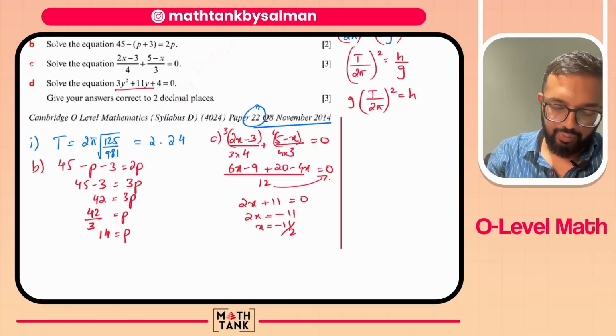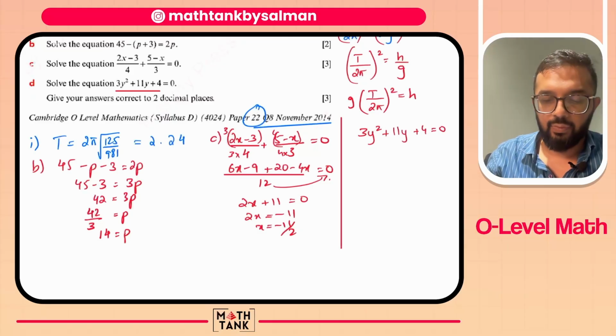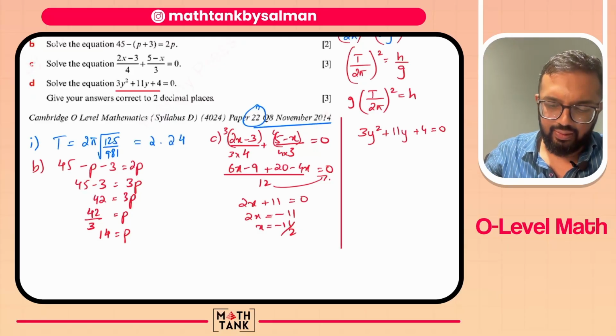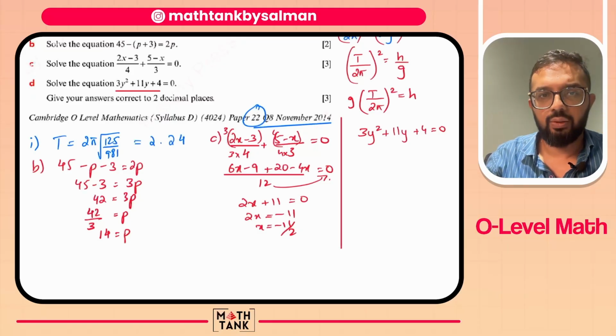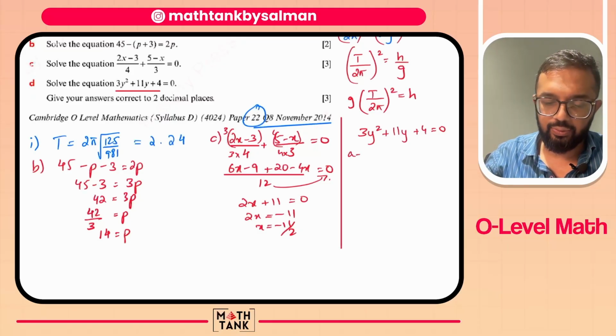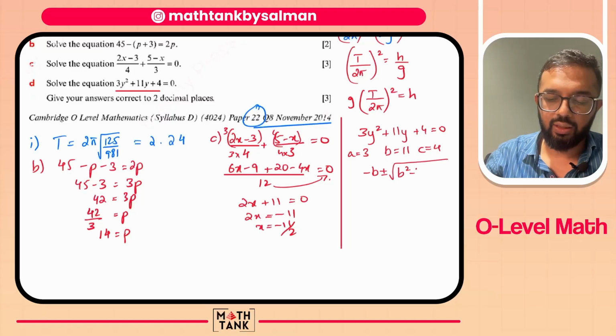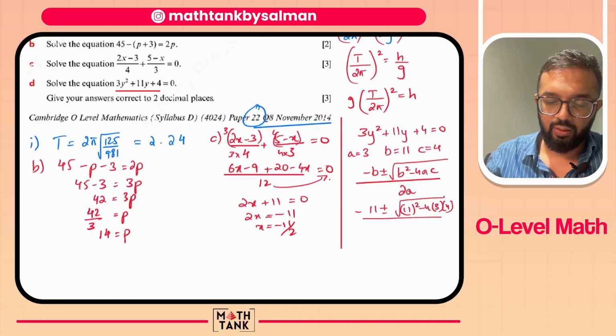Okay, then you have this question. 3y squared plus 11y plus 4 equals 0. Since I want to get the answer to two decimal places, it's best to just use the quadratic formula. The quadratic formula is minus b plus or minus root of b squared minus 4ac, all over 2a.